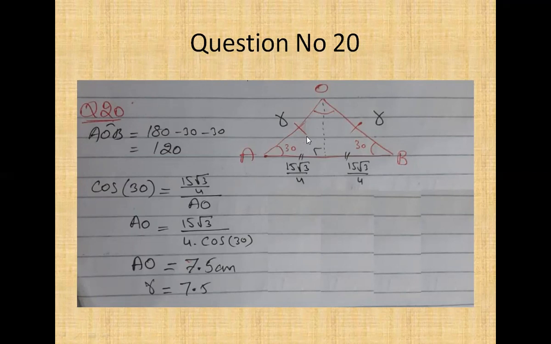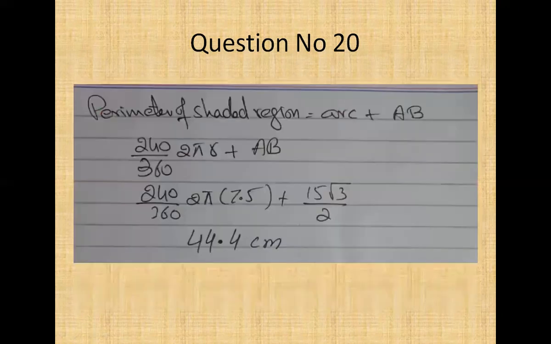So I can apply this formula here. I want to know the radius, that is the hypotenuse here, and the angle we are using is this one. So this will be my base. Base by hypotenuse will be cos. So I will use cos 30 equals base by hypotenuse, and base is 15 under root 3 by 4, and the hypotenuse will be OA. So OA will be equal to 15 under root 3 divided by 4 divided by cos 30, and that will be 7.5 centimeters. So I know the radius is 7.5 centimeters.